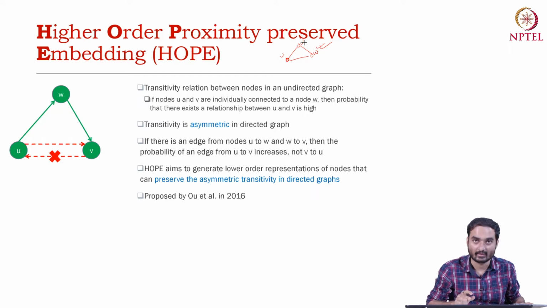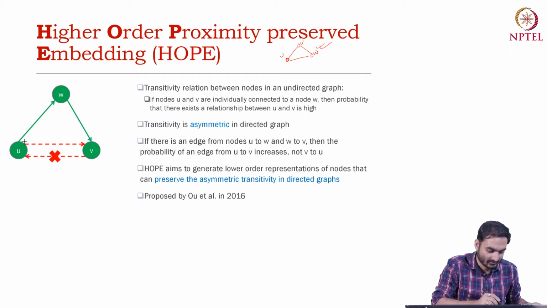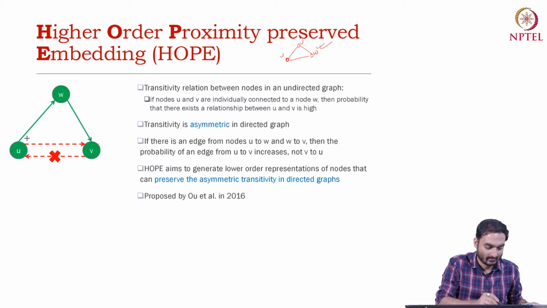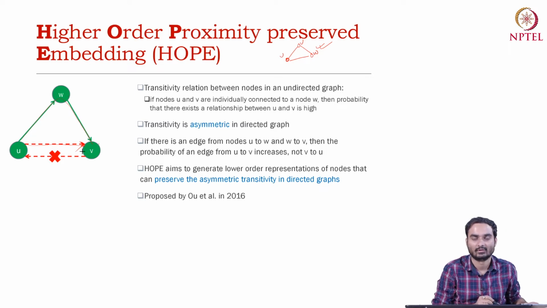But if you think of a directed graph, say for example U is connected to W, and W is connected to V: there is a directed edge from U to W and another directed edge from W to V. Then it is highly likely that there might be a relation from U to V, but not V to U. So, in a directed graph, the transitivity property is asymmetric, and this is the whole story behind this algorithm.